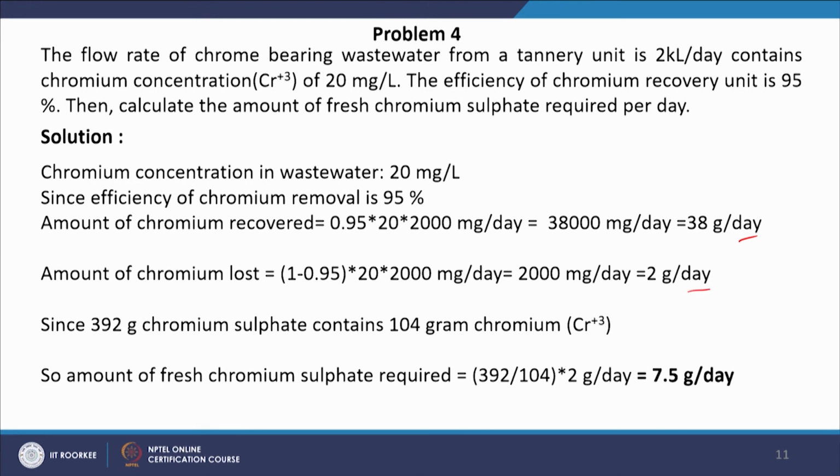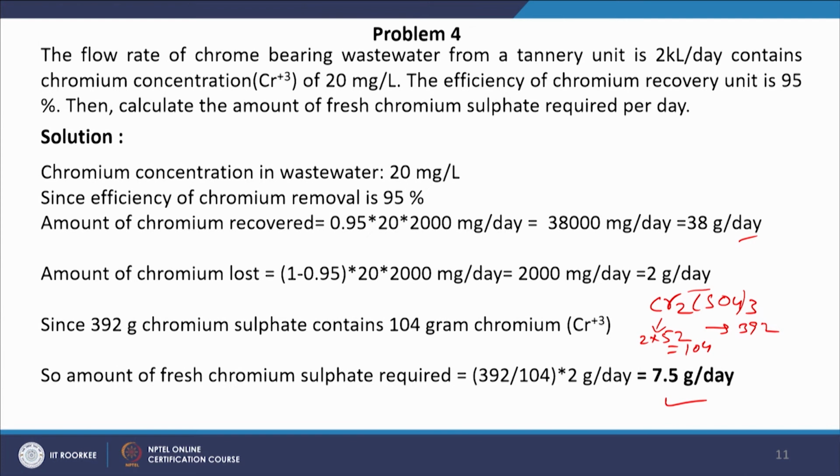Now, this is chromium 3. We know that the molecular weight of chromium sulphate, Cr2(SO4)3, will be 392. Here chromium is present as 2 into 52, that is equal to 104. So 392 gram chromium sulphate contains 104 gram chromium. So the amount of fresh chromium sulphate required is 392 divided by 104 into 2 gram chromium, which is lost. That is coming as 7.5 gram per day. So this much chromium is being lost, and that has to be fresh addition.